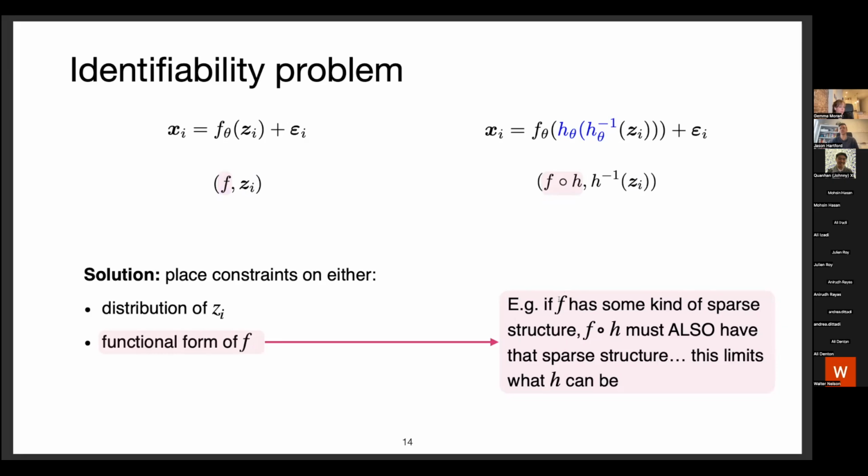So if we assume, for example, that f has some kind of sparse structure, then this other equivalent solution must also have that kind of sparse structure. And so this limits what h can be. It limits the possible solutions that are then observationally equivalent from our observed data.